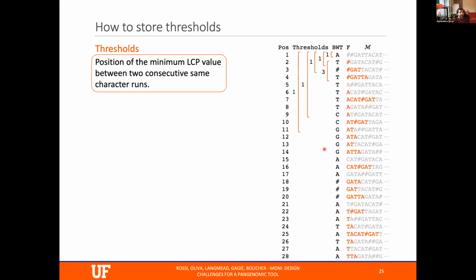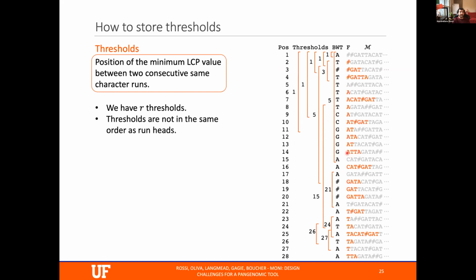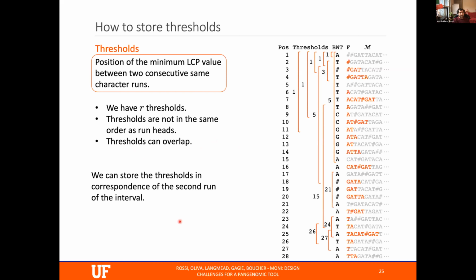And now we have a C and a G. Those are both of threshold value 1. And then we have an A. For the A here, we have to find the minimum LCP value in this interval, which is this one, because it's 0. So the threshold value will be 5, and so on. We can compute them all. What we can observe is that first we have r thresholds, one per run, basically. And the thresholds are not in the same order as the run heads, because, for example, this 3 came before this 1. And thresholds can overlap, like we have more than one threshold with value 1. So we can store them in correspondence of the second character in the run interval. We push all those values down and store them in correspondence of the second character.